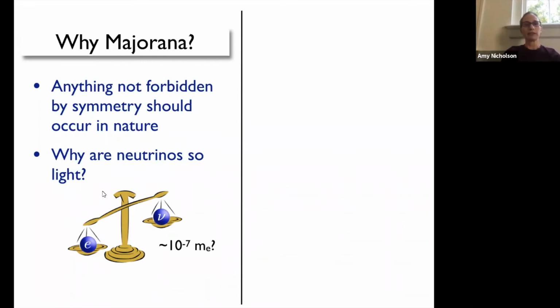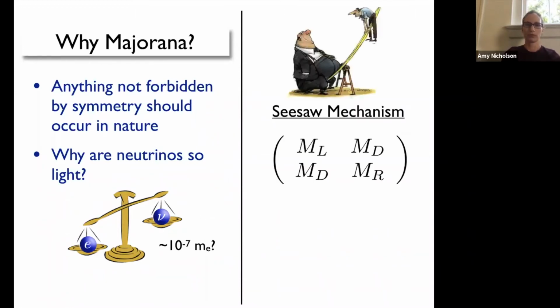And it also answers the question for why neutrinos are so much lighter than all of the other particles that we have. It took a long time to even realize that neutrinos had mass. It's very, very small. A very simplified model that you can use to explain this is called the seesaw mechanism. Again, anything not forbidden by symmetry should occur in nature. So let's assume that neutrinos have both a Dirac mass, like all the other particles do, and a Majorana mass.